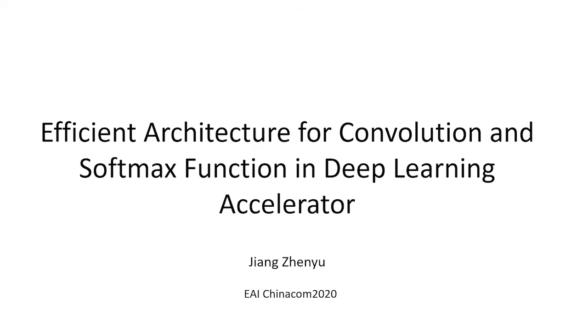Hello everyone, my name is Jiang Zhenyu from Tongji University. My topic is efficient architecture for convolution and softmax function in deep learning accelerator.